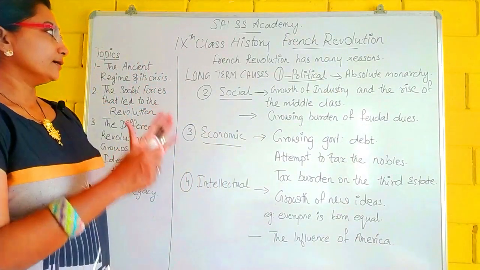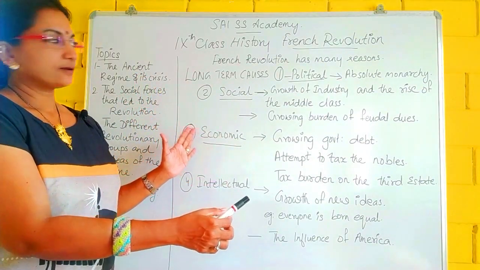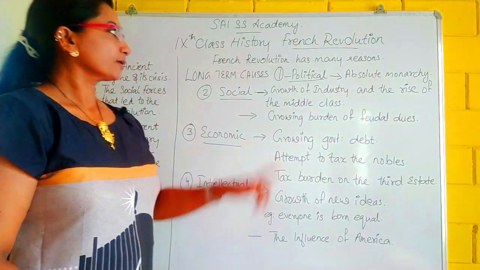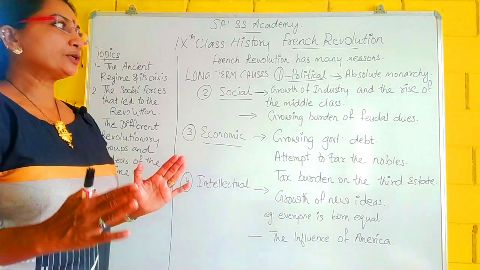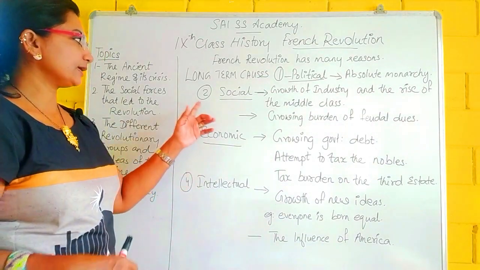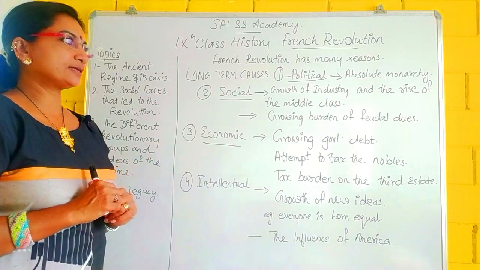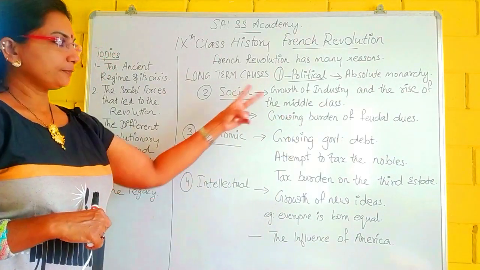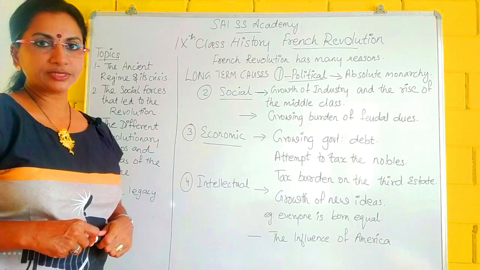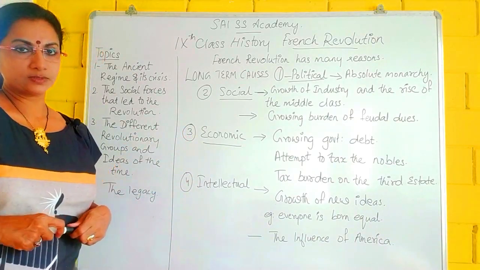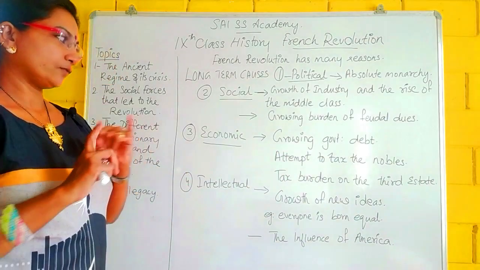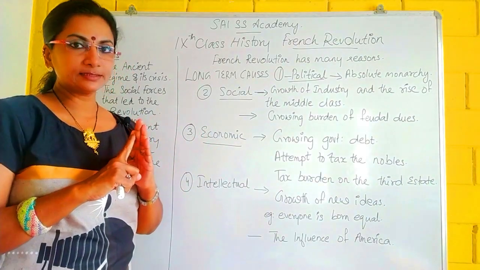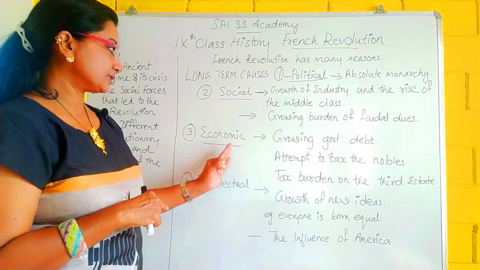So here I told you many reasons are there for the French Revolution. Long-term causes of the French Revolution. First, political: absolute monarchy was the reason. Second, social: growth of industry and the rise of middle class, and growing burden of feudal dues. These 2 points come under the social cause. Third, economic cause: 1. growing government debt, 2. attempt to tax the nobles, 3. tax burden on the third estate. These 3 are the causes under economic.